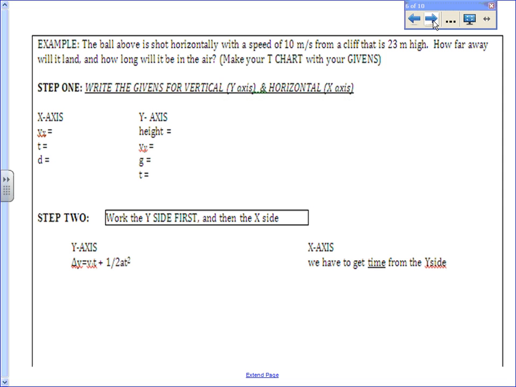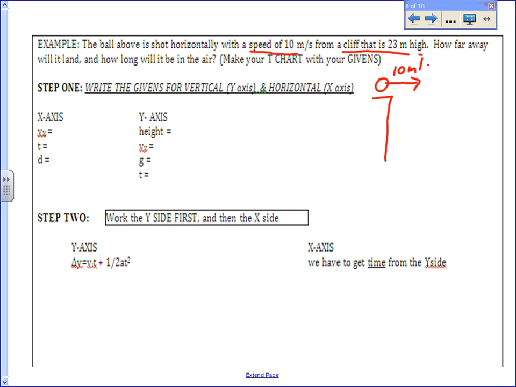So let's look at some problems. We have a ball shot horizontally with a speed of 10 meters per second from a cliff that is 23 meters high. How far away will it land? How long will it be in the air? Okay, so a little picture. I like to draw little pictures. If you draw the picture and you label it, that lets everyone know that you know exactly what's going on.